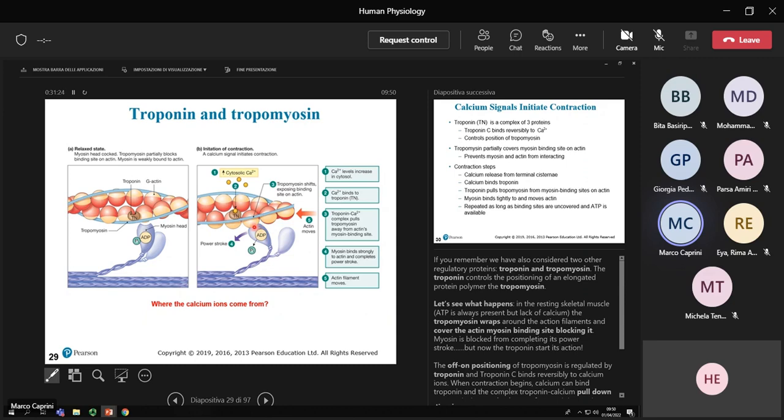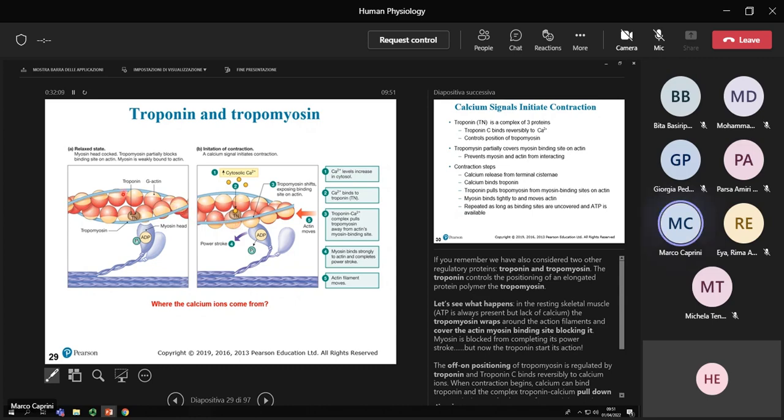So the myosin can fully bind to the actin, and the process that we analyzed before can occur. The troponin calcium complex pulls the tropomyosin away from the actin myosin binding site. The myosin binds strongly to the actin and completes the power stroke that we analyzed before, and the actin moves to the center of the sarcomere.